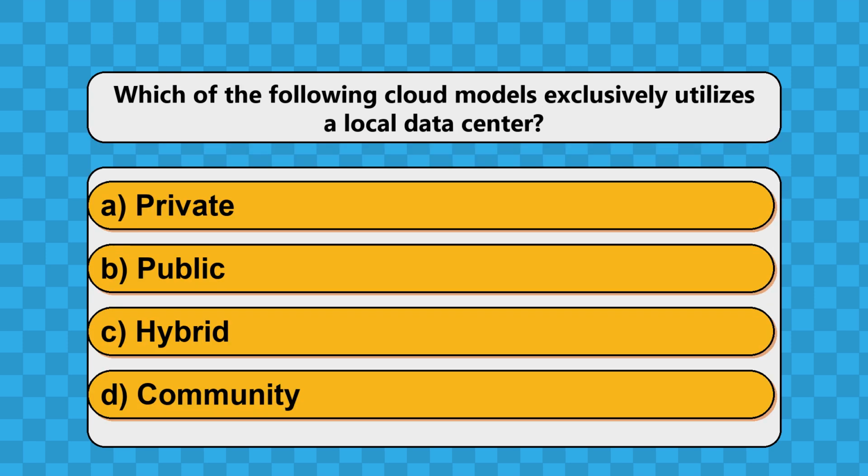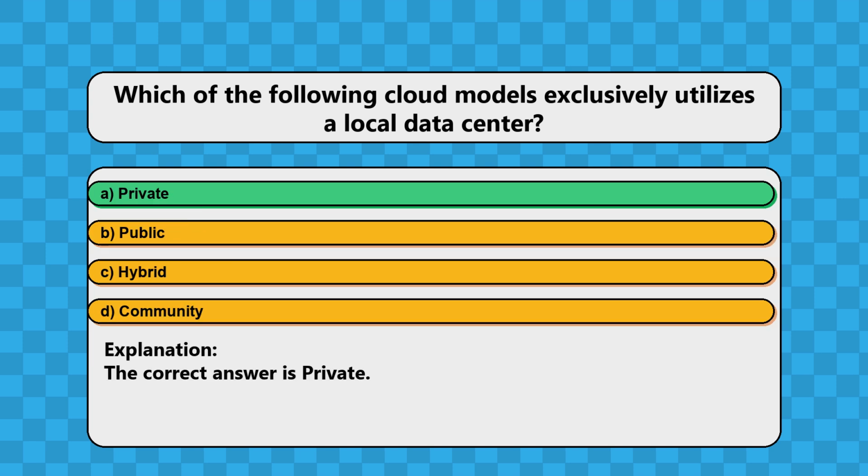Question 5. Which of the following cloud models exclusively utilizes a local data center? Option A. Private. Option B. Public. Option C. Hybrid. Option D. Community. The correct answer is option A. Private.